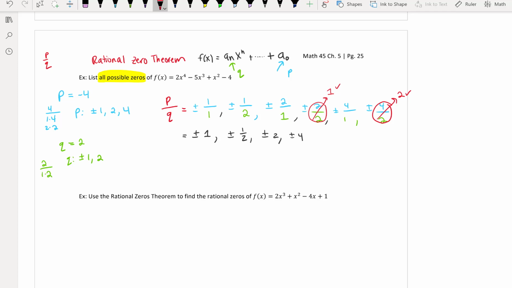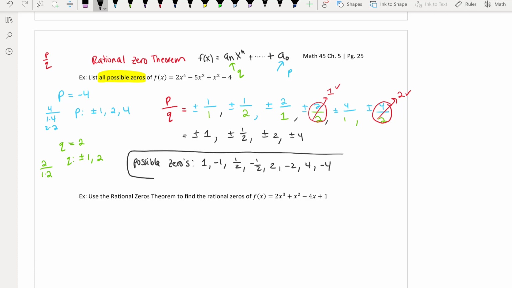So now we have our different possibilities of zeros. Possible zeros. So we have 1, -1, 1/2, -1/2, 2, -2, 4, and -4. So all of those are going to be all the possible zeros for that function. Doesn't mean that all of them are going to be zeros. It just means that those are all the possible zeros that we have.